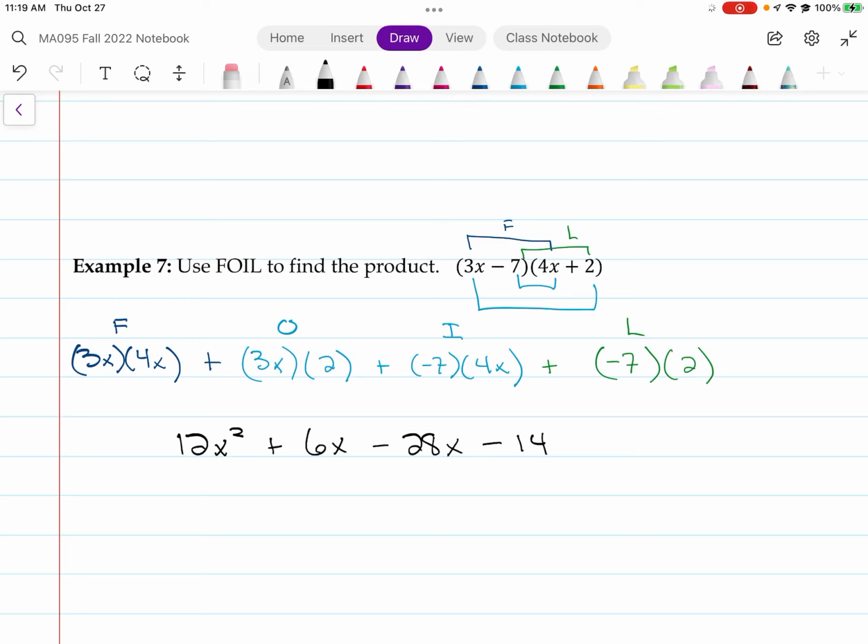Okay, so now we're going to combine these two like terms. And this becomes 12x squared. And this is part of the joy of FOIL, is the two like terms end up side by side in the middle. All right, minus 22x minus 14. Okay, so we just multiplied.